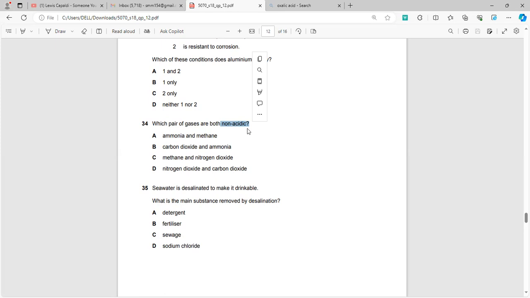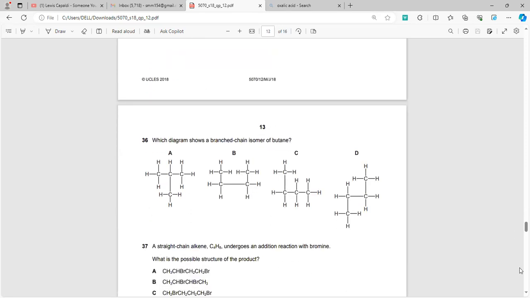Now in question number 35, we know what desalination is. Desalination is the process whereby water is treated from the seawater, and in order to make it fit for consumption of normal human beings, salt is removed. So salt is sodium chloride, NaCl. Now on question number 36, they've talked about organic chemistry.